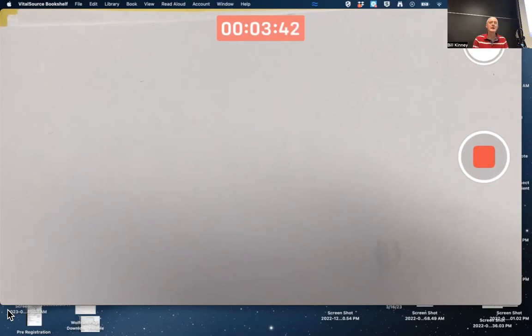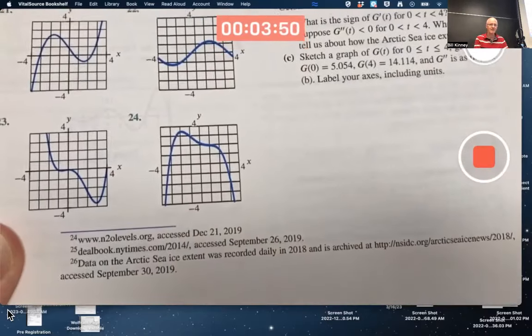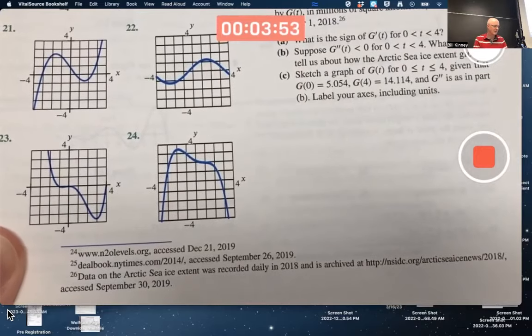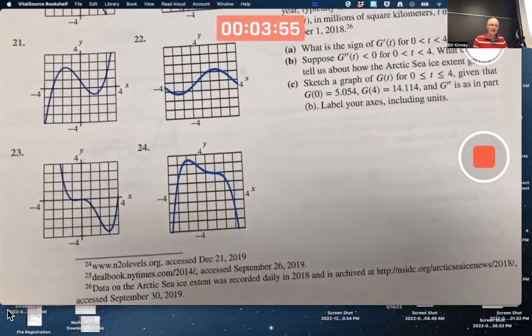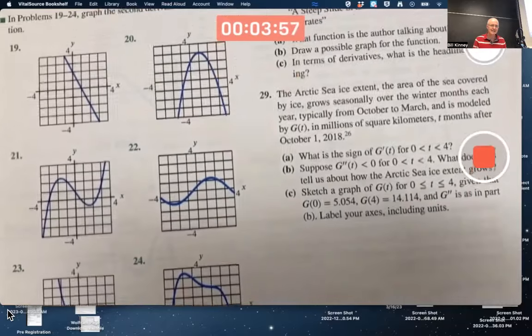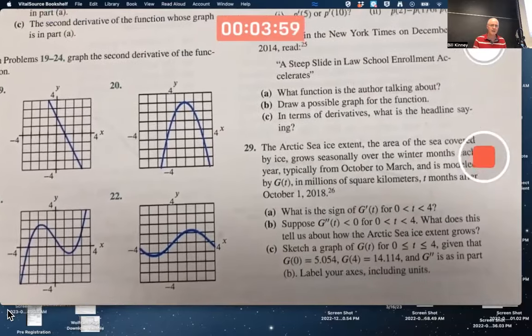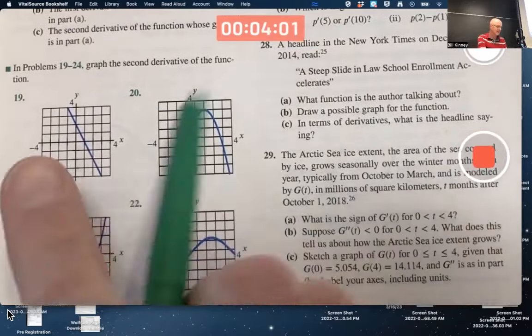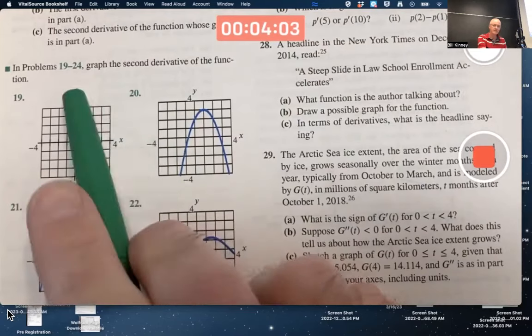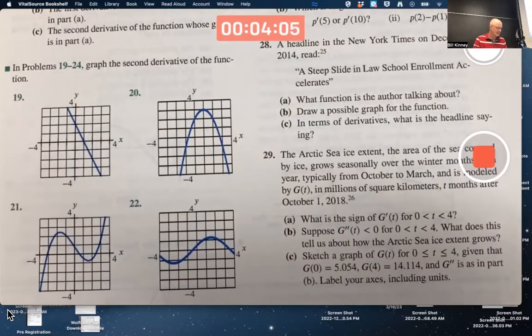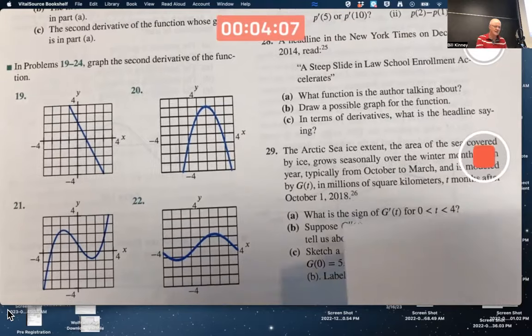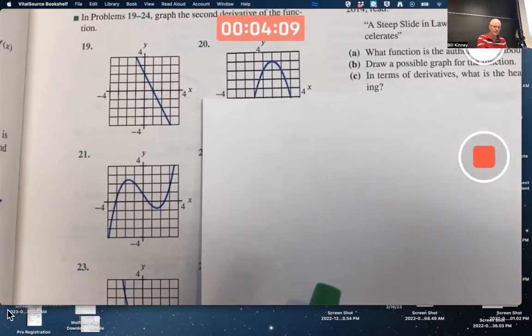Let's start by doing some examples of graphical problems with the second derivative. So I'm looking in section 2.5 right now. I'm going to use a hard copy of the textbook. And you can see in problems 19 through 24 that we've got some graphs. And the directions say graph the second derivative of the function. Let's go ahead and do number 21 right here.